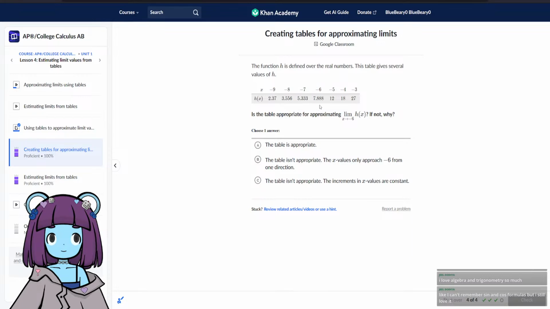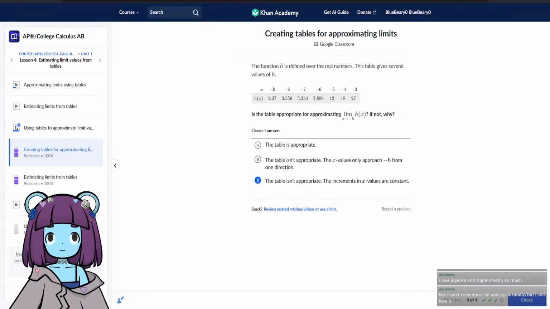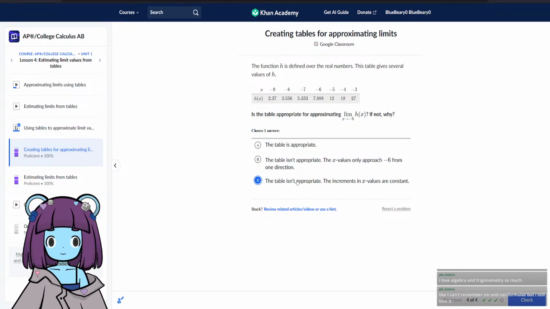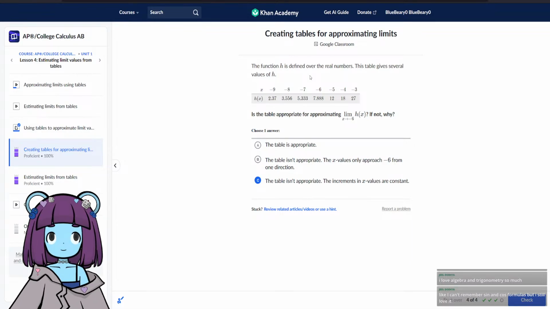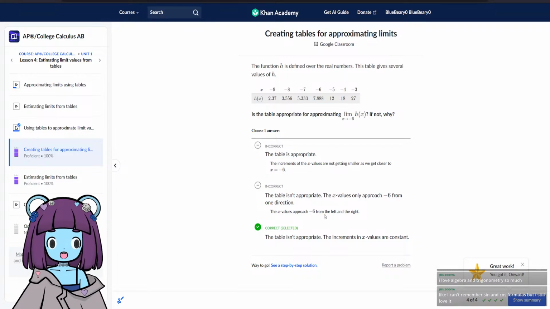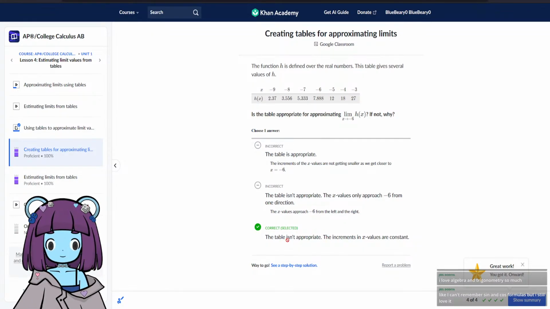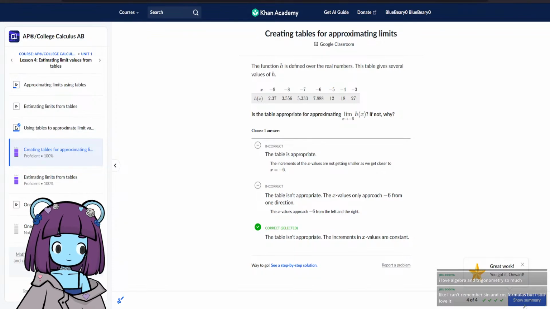The only thing is that I feel the increments are constant. Yeah, because they're all whole integers. So I think that the answer is C. Yeah, okay. The table is not appropriate. As x approaches 6 from the left and right, it does approach from both directions because 6 is right here. The only thing is that the increments are constant.